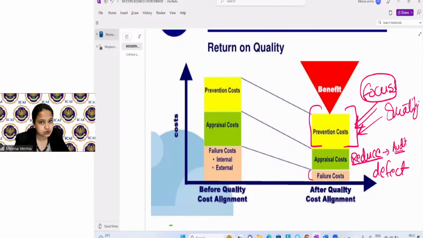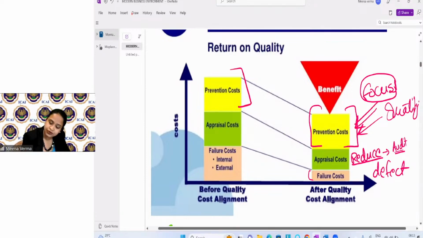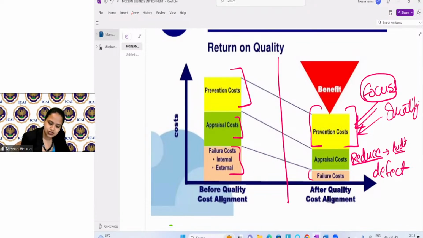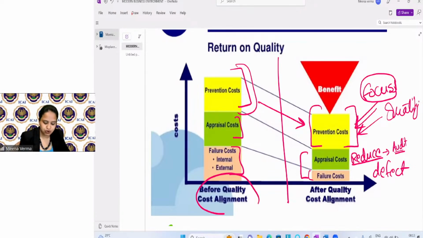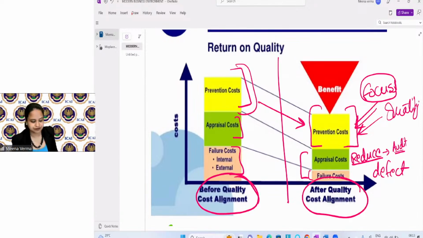And the defect will not reach the customer. No customer complaint, right? No guarantee, no warranty claimed by the customer. So no internal failure cost, no external failure cost. You can imagine if you focus more here, it will reduce this and it will reduce this. So you can see the image. What they are trying to explain is, if you focus more on prevention cost, it will reduce the appraisal cost. It will reduce the internal and external failure cost, right? So before quality cost alignment, after quality cost alignment. Such a beautiful strategy. All right.